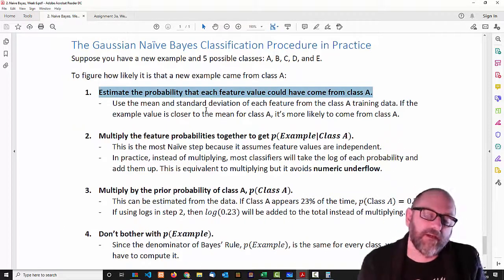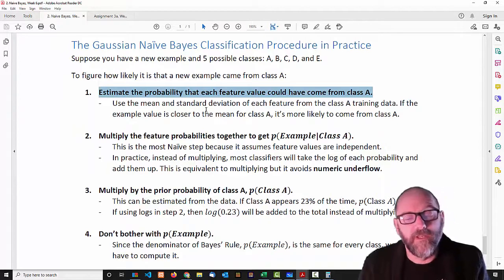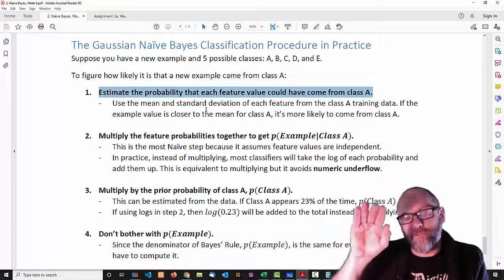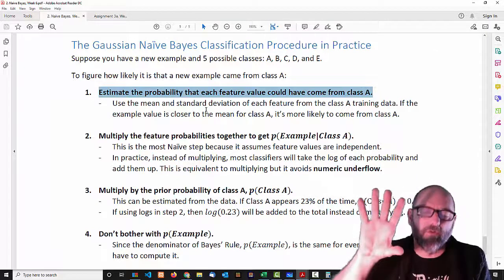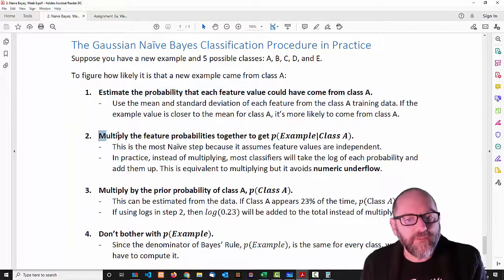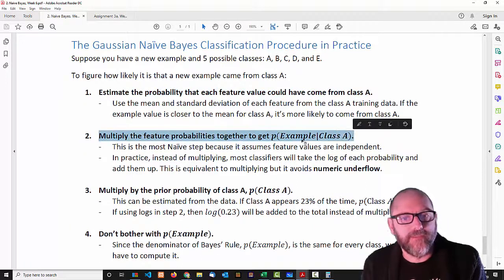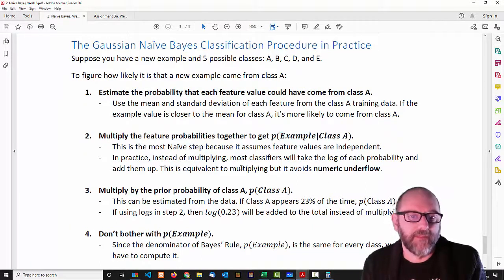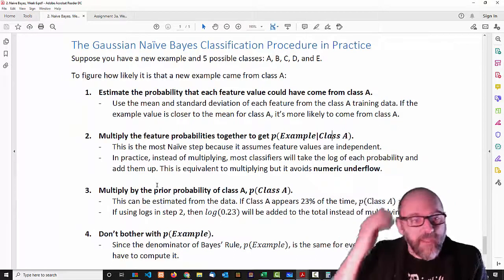So the training phase here is very fast. It's just calculate the mean and the standard deviation for every feature 3 times, once for each class, and then once overall in the training data. Then you multiply the feature probabilities together to get the probability of getting that example, given that it was class A. Okay, and this is the big naive step, because we are assuming that the feature values are independent.